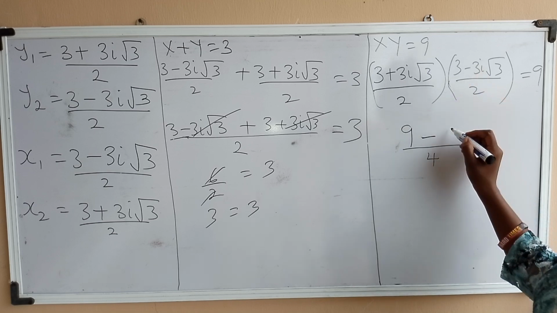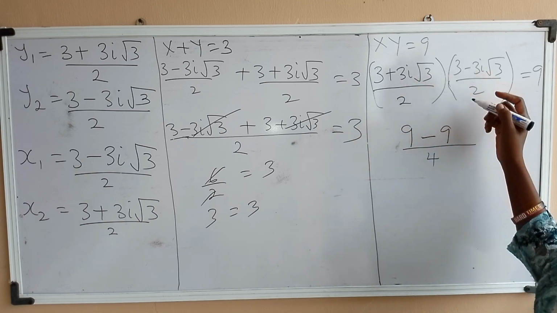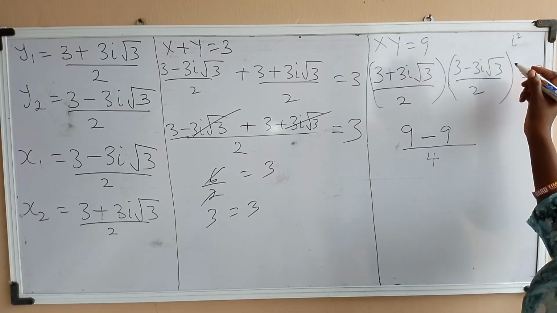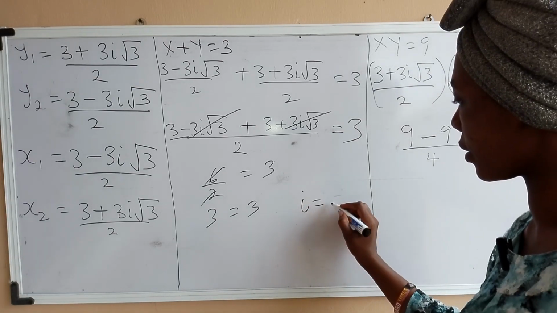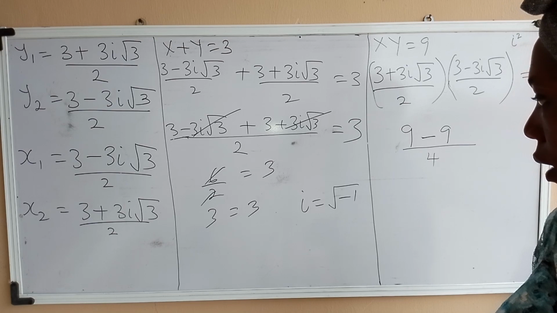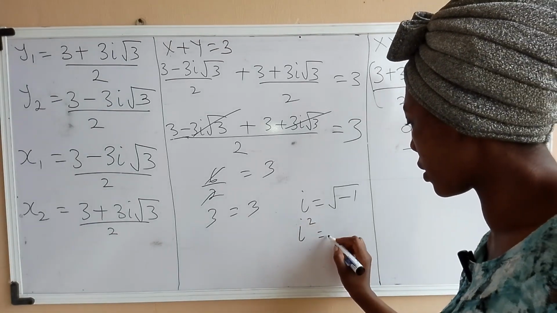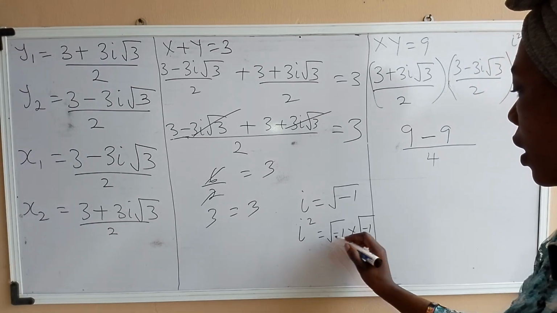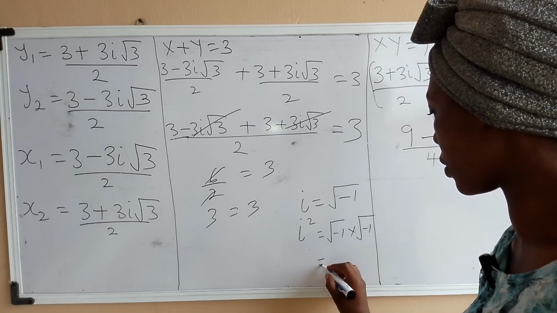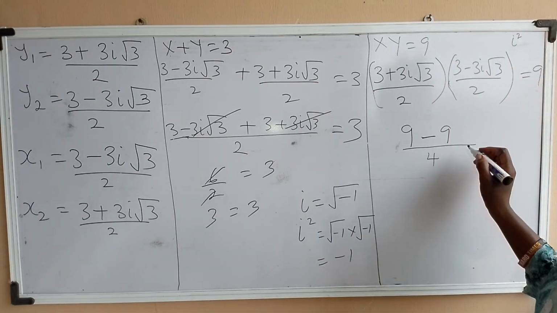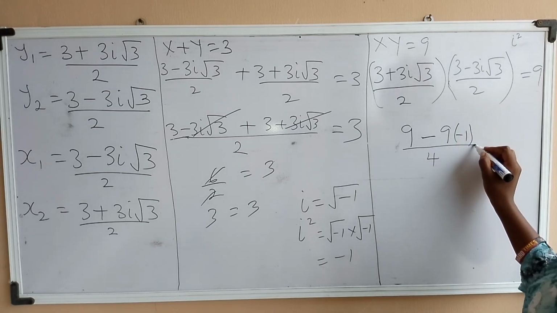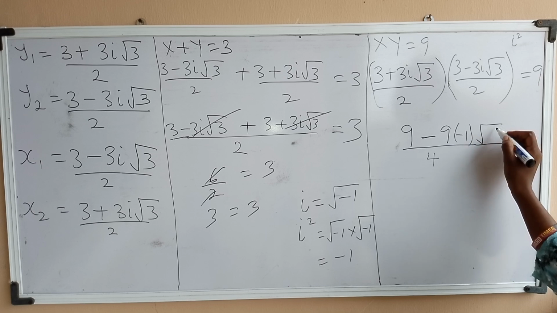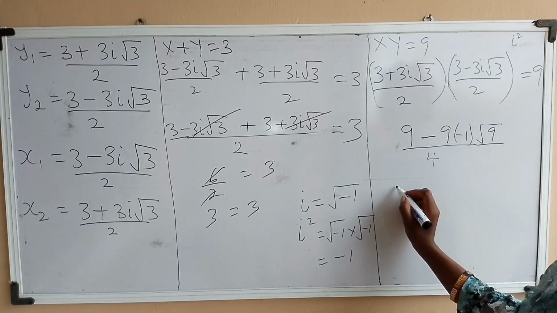3 times 3 is 9. i times i is i squared. Are you getting it? And what is i squared? i is root minus 1. Are you getting it? So i squared is root minus 1 times square root of minus 1. And when we multiply, this will give us minus 1. So we're going to put minus 1 here. So square root of 3 times square root of 3 will give us square root of 9. Is that not so? So we have 9.